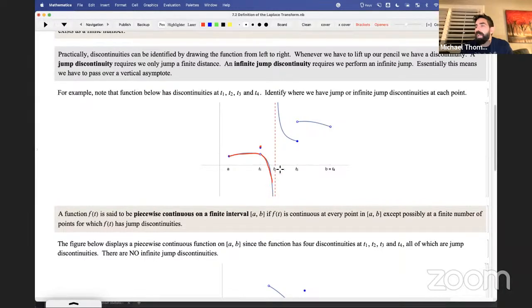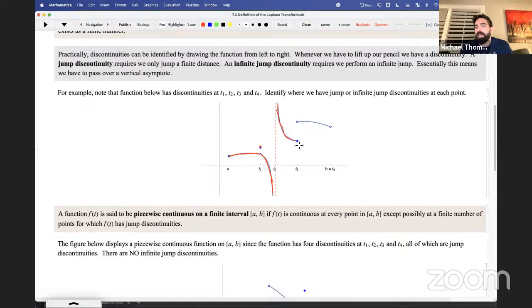Now at T2, we have an issue because what happens here is we go off to infinity. Whenever you cross a vertical asymptote like this, we would call this type of discontinuity an infinite jump discontinuity. Even if they're on the same side, even if it was up here, it's still an infinite jump discontinuity if you cross a vertical asymptote. Okay, let's say that we pick up over here and let's keep going down.